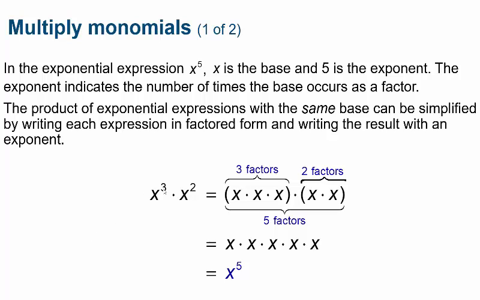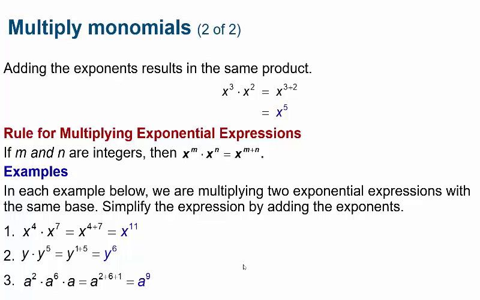So what did you see happen here? What did we do with the exponents of 3 and 2? Did you notice that 3 plus 2, very interestingly, gets us 5? So adding the exponents results in the same product. So x cubed times x squared is the same thing as x raised to the 3 plus 2. Well, 3 plus 2 is 5. So that gives us our first rule, the rule for multiplying exponential expressions.